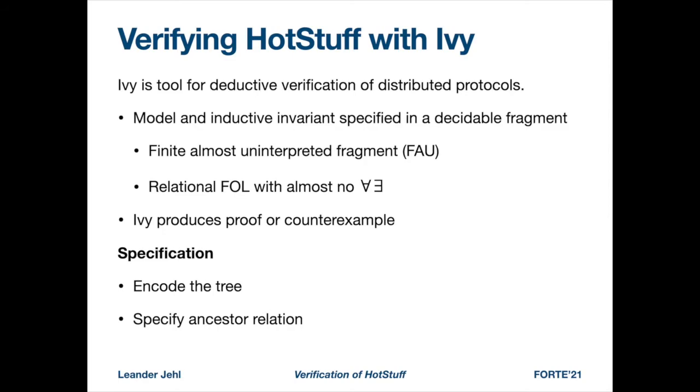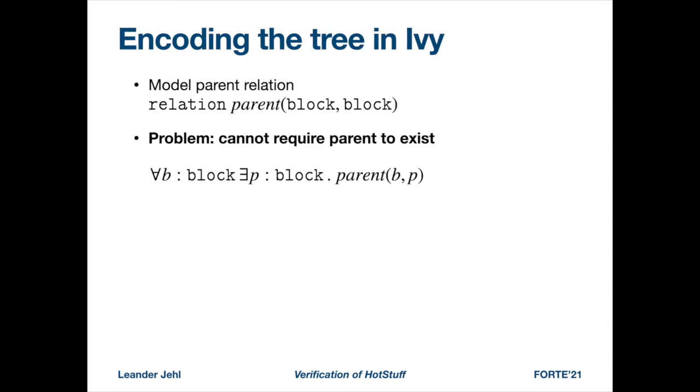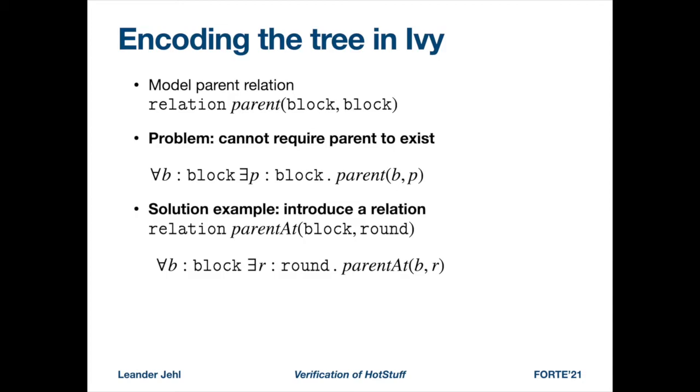I previously said we need to encode the tree and the ancestor relation. So how can that be done in the fragment? To encode the tree, we add a parent relation between blocks. The problem here is that we cannot require that parents exist. Requiring that for all blocks there exists a parent is not in the fragment. Workarounds exist, but they are in my experience not easy to apply.